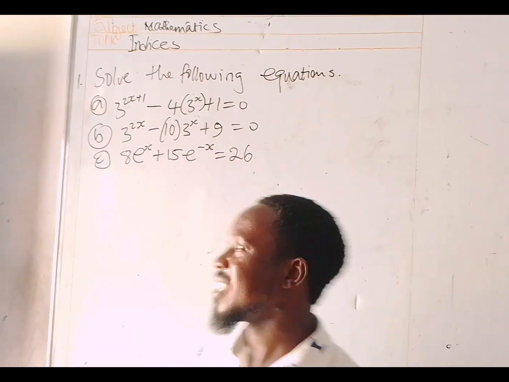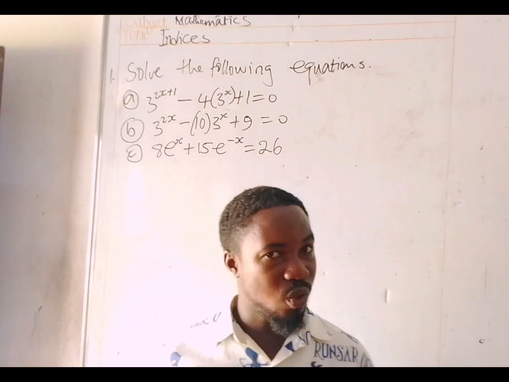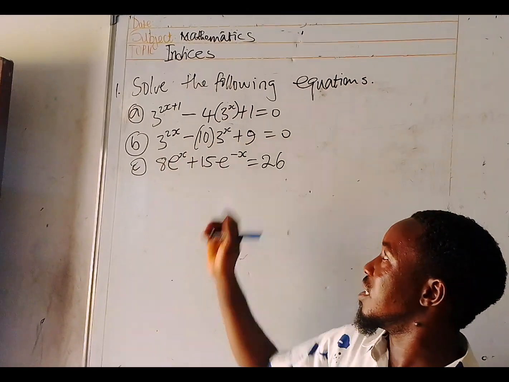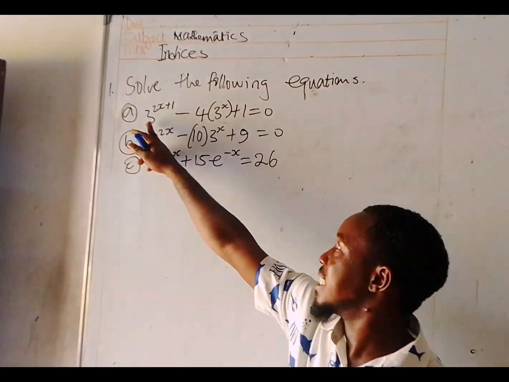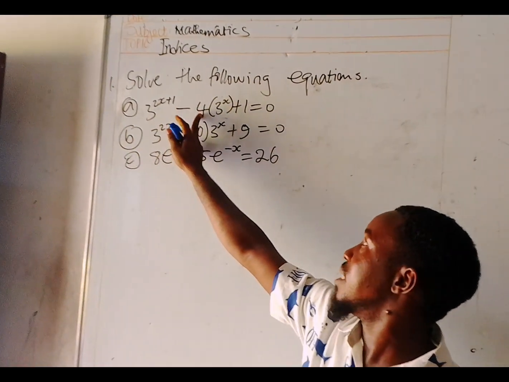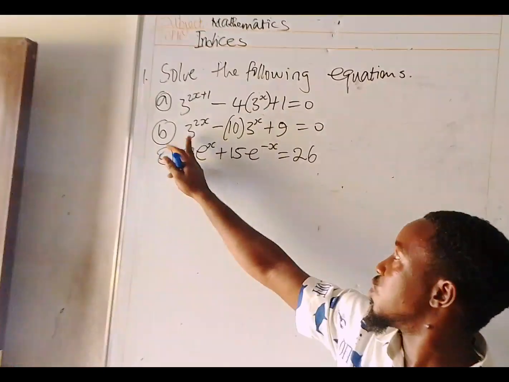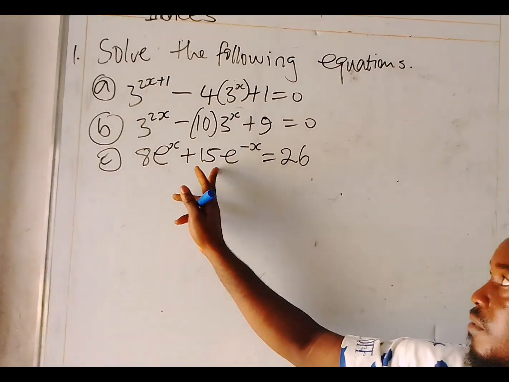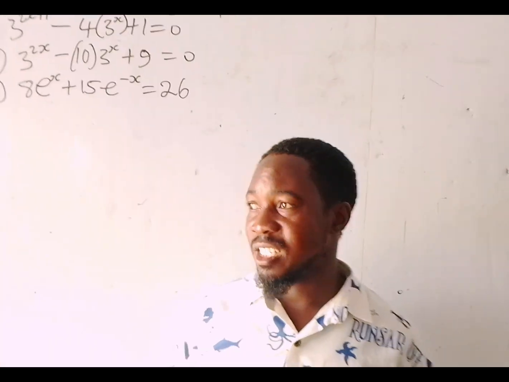Today, we'll be looking at indices. Under indices, we'll be looking at how we solve problems on indices with their bases not being the same. Just like on the board here, in A, you realize that the base here is 3, the base here is 4, the base here is 1. Here, the base is 3, 10, 3, 9, 8, 5, and so on and so forth. How do we solve problems like this?